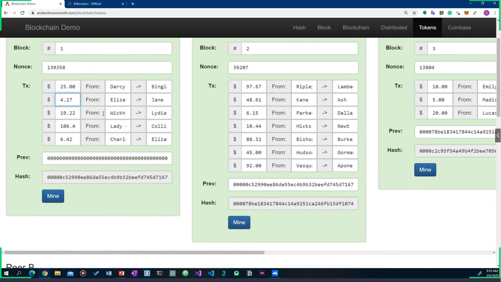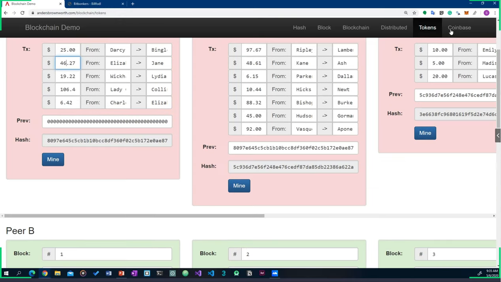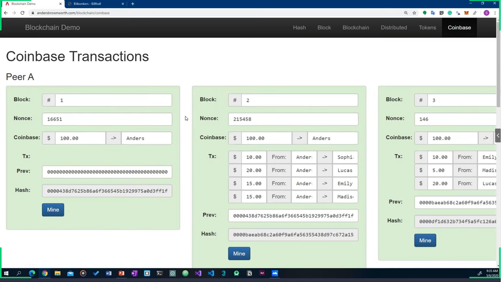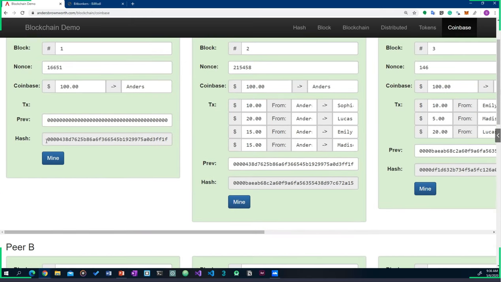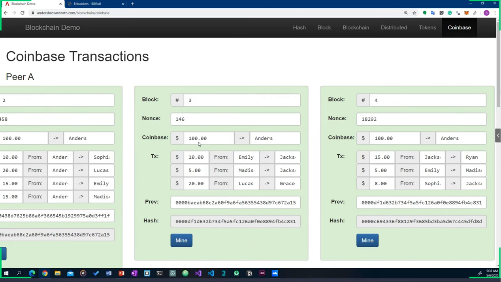And the same thing applies, right? If you try to change this from 4 to say 46, then you have to mine this block and then mine this block. And even if you do it, other people won't agree on it, right? And then when you add the Coinbase, it's basically what we talked about, a mining incentive, the reward the miner gets. So when you mine this block, you have a Coinbase transaction here that's sent to the miner, right? So every block has a Coinbase transaction.